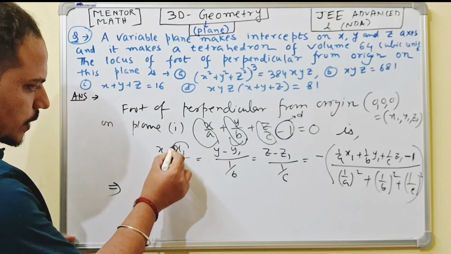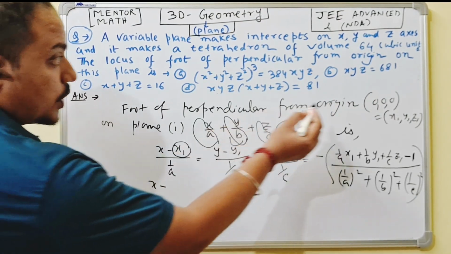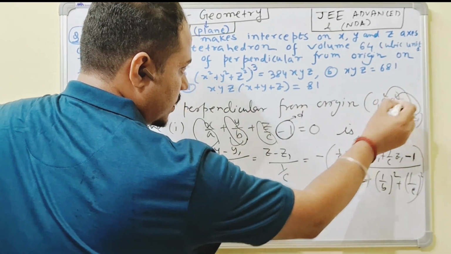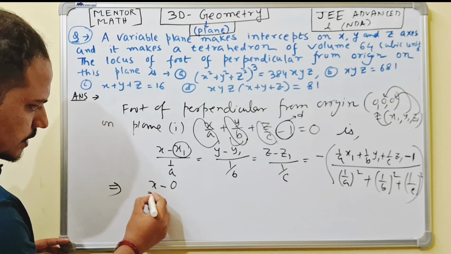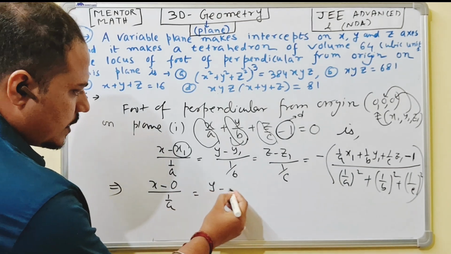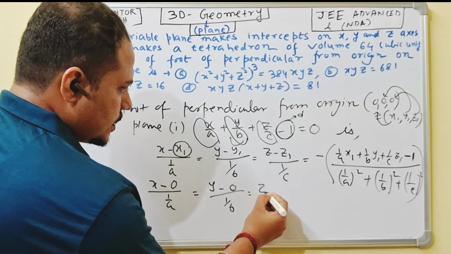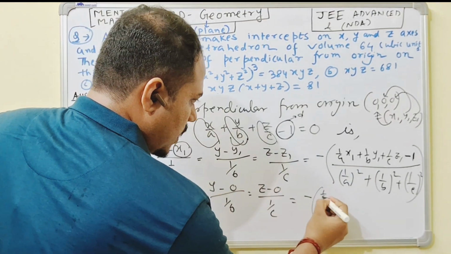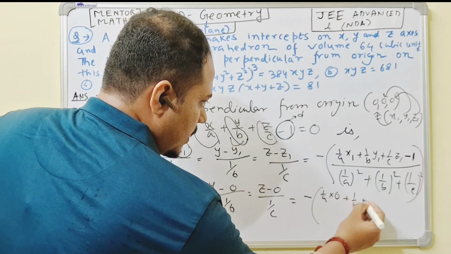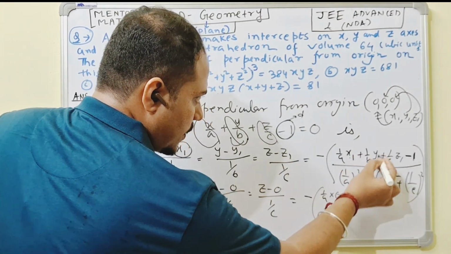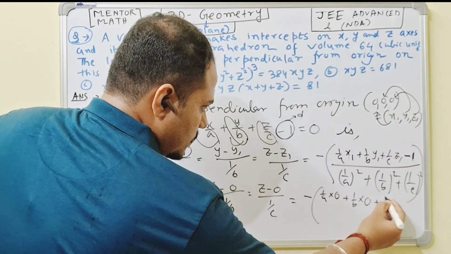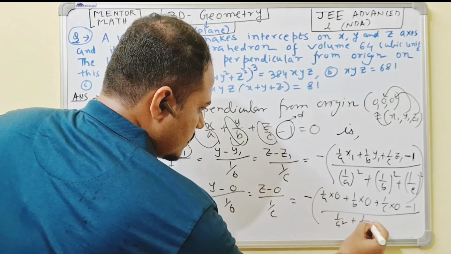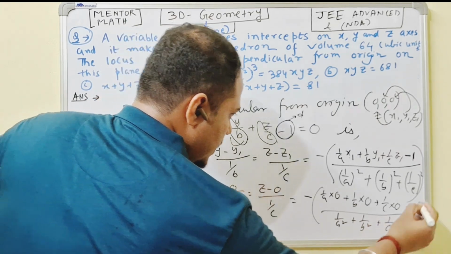So you can put x1 as 0. That means, because it is from the origin, x1 is 0, y1 is 0, z1 is 0. So you can put here (x minus 0) by 1 by a, (y minus 0) by 1 by b, (z minus 0) by 1 by c is equal to the bracket 1 by a into 0, plus 1 by b into 0, because x1 is 0, y1 is 0, z1 is 0, plus 1 by c into 0, minus 1, divided by 1 by a square plus 1 by b square plus 1 by c square.